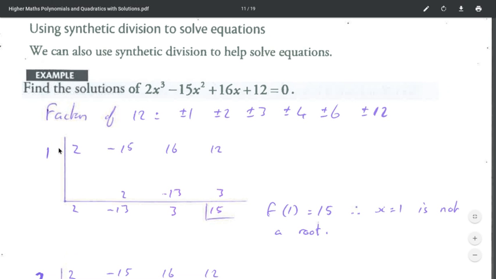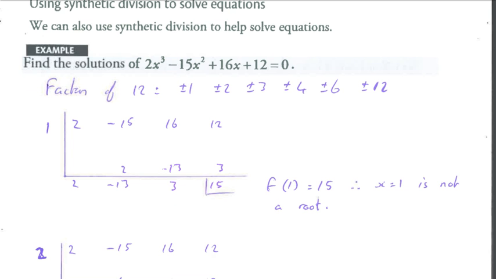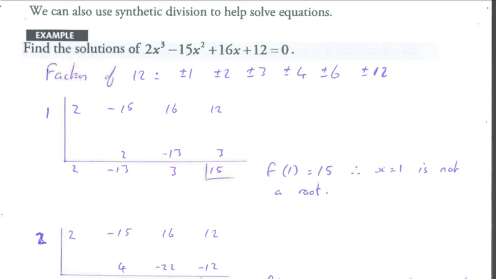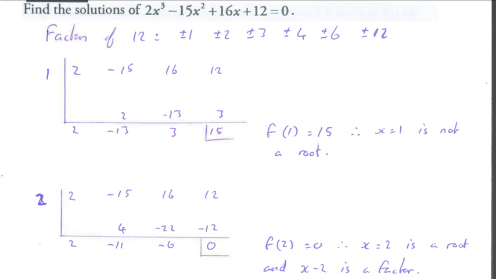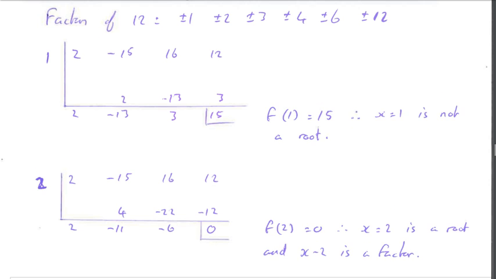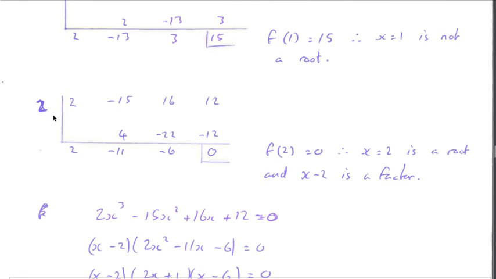So I'm going to try 1 first, and after that I could try negative 1, or I could just try 2. So I'm going to try all the positive numbers first, because I am less likely to make a mistake, and you guys are less likely to make a mistake if you're working with positive numbers. So try it with 2. So again, you know how the synthetic division works by now, so bring the 2 down, multiply by the 2 at the front, put the 4 in here, add them together, multiply by 2, put negative 22 in here, add them together, multiply by 2, and f of 2 equals 0, so we have a remainder of 0, therefore x equals 2 is a root, and x minus 2 is a factor.